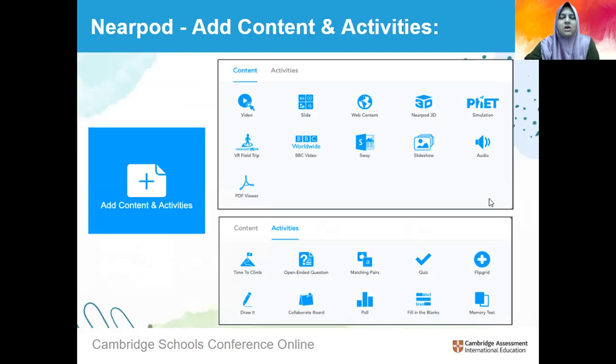So if you look at the content part, you can add video, slides. This is what I did before. I just upload the entire thing. Web content, Nearpod 3D, PhET simulation. This is especially useful for science and maths teachers. There are a lot of activities, simulations that you can just embed in your own Nearpod presentation. VR field trip, BBC Worldwide Video, slideshow, audio, and PDF as well.